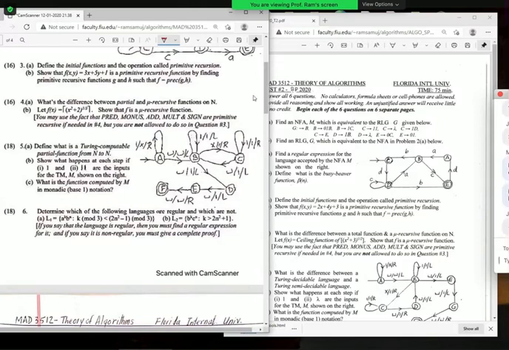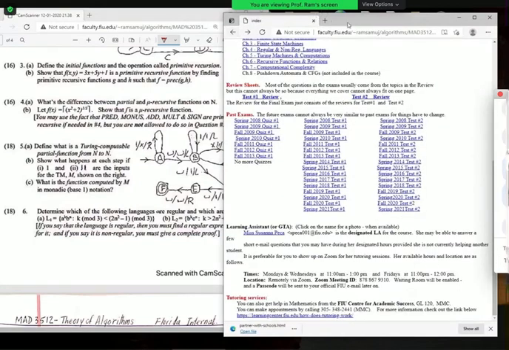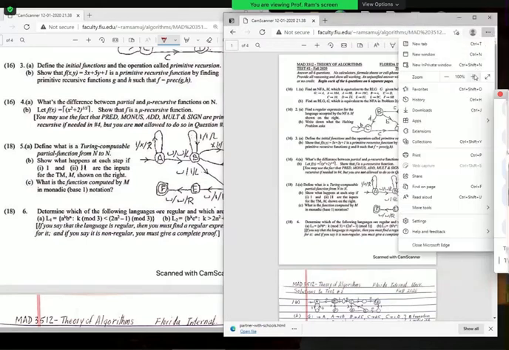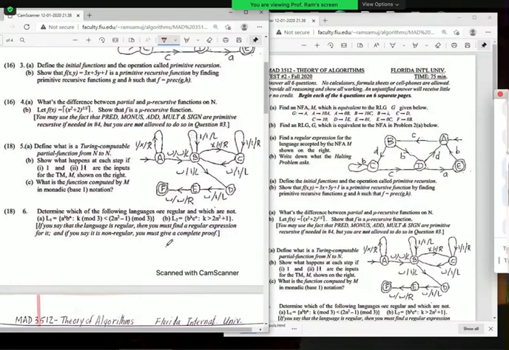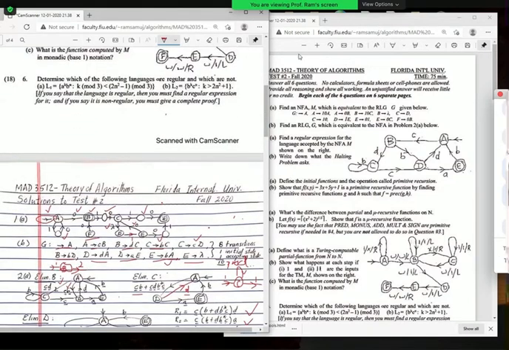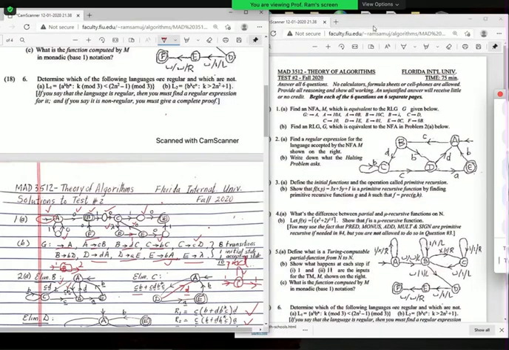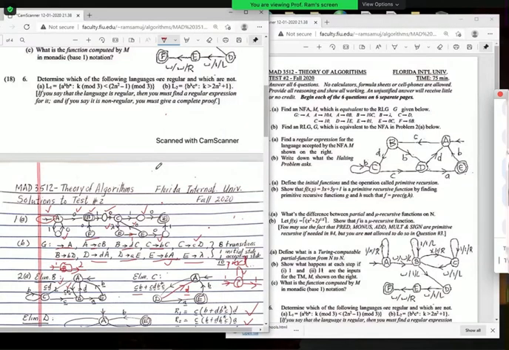So go back to the 2020 test. Okay, good. Let's look at the second question. The first question is done, the second question is done. And it says, write down what the halting problem asks. This is 2B. What does the halting problem ask? You're basically asking when does a Turing machine halt, right? On a given input.